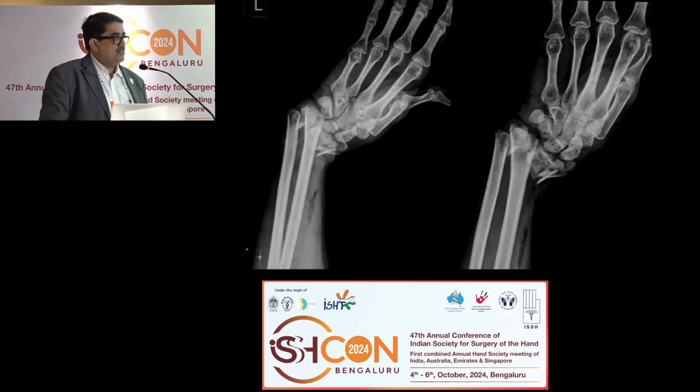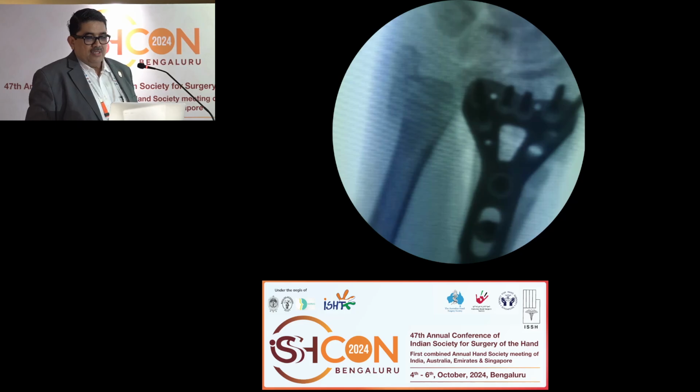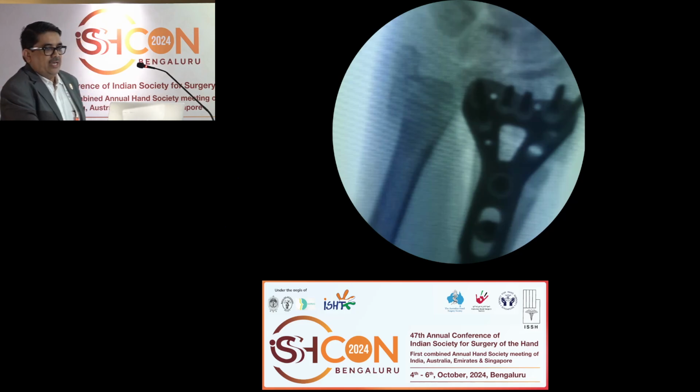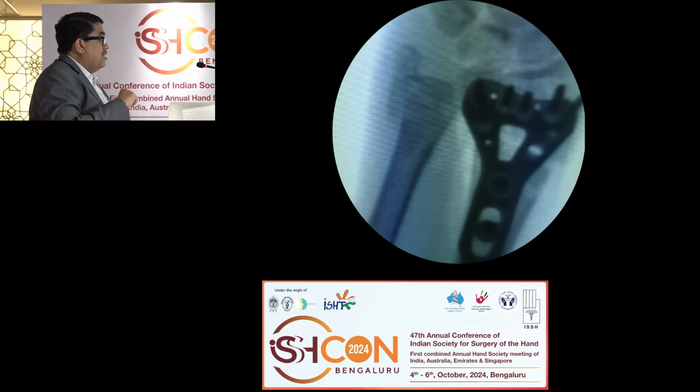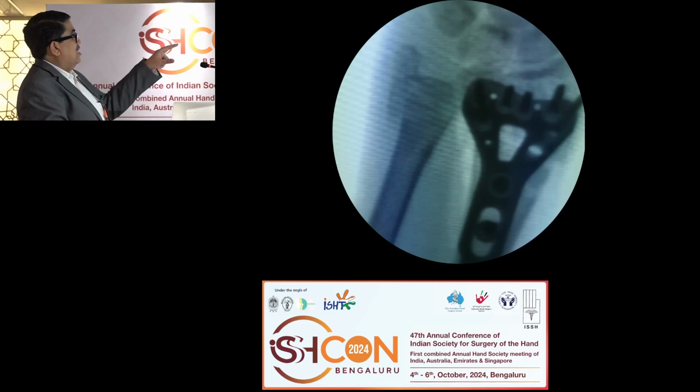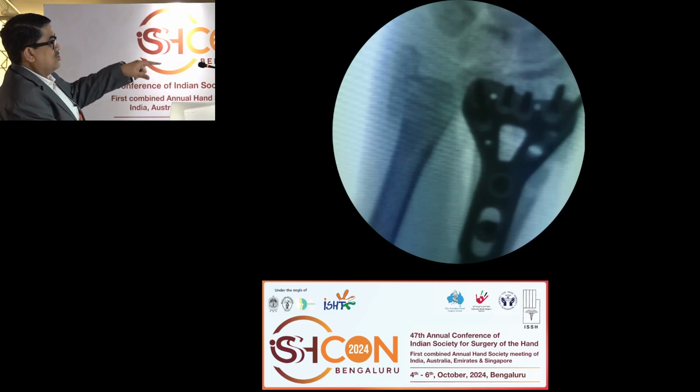Perfect. So this was the situation after fixation of the radius. Fixation of the radius was quite uneventful. Okay. And this was the situation of the ulna. How often would you fix this ulna if you saw this situation intra-op?